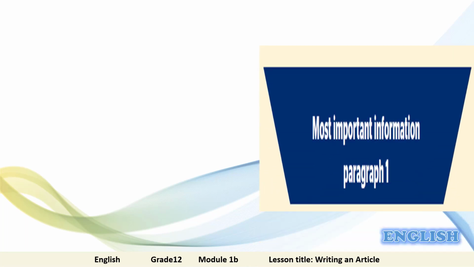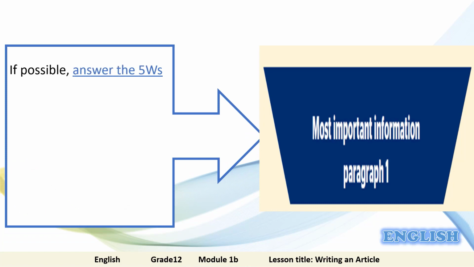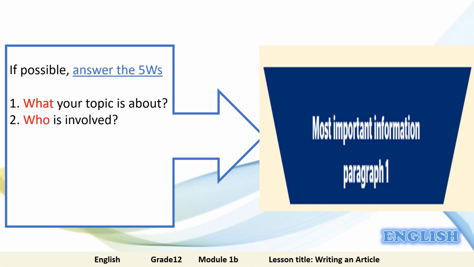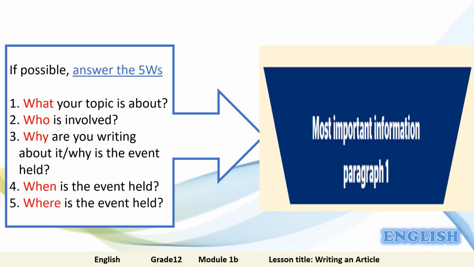The first paragraph should include the most important information. Your question is, how do I get the most important information? There is a way through which you can brainstorm and get as much information as possible. It's called the 5 W's. What exactly are the 5 W's? It's answering what your topic is about, who is involved, why are you writing about it, or why is the event held, when is the event held, and where is the event held. If you're completely able to answer these questions, you will have a coherent, well-structured paragraph 1 with no problems at all.